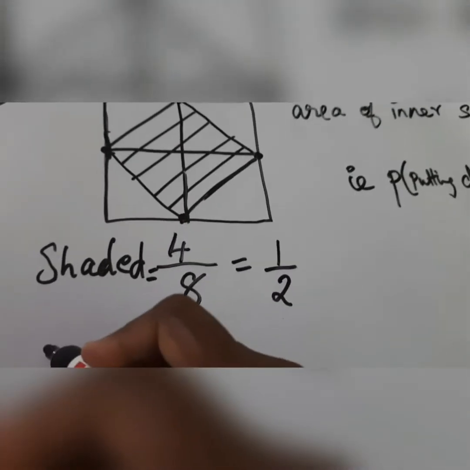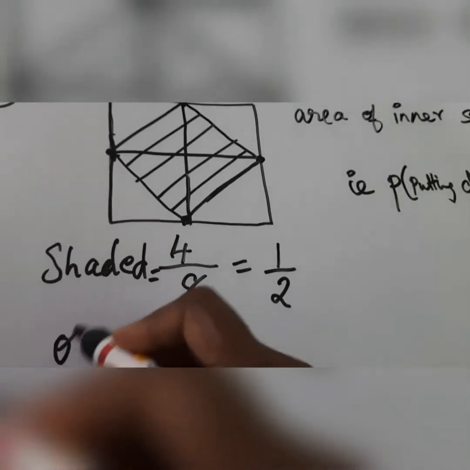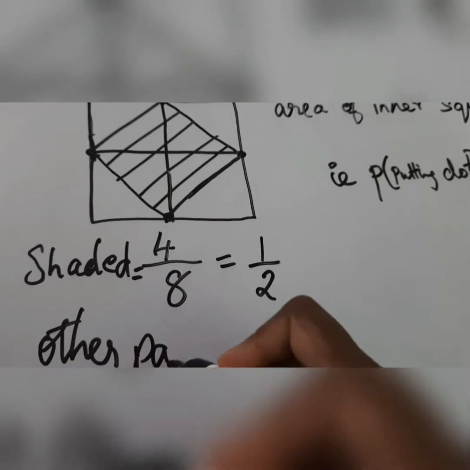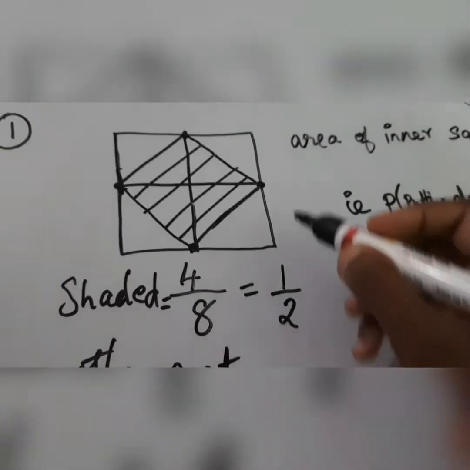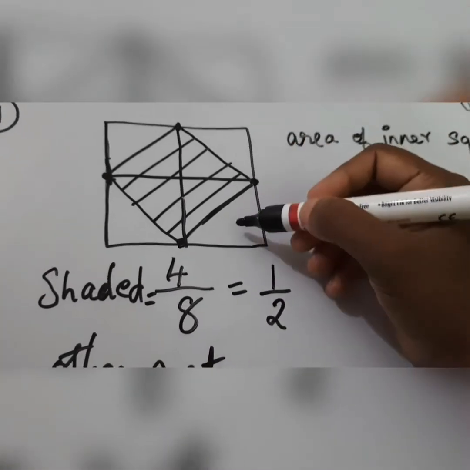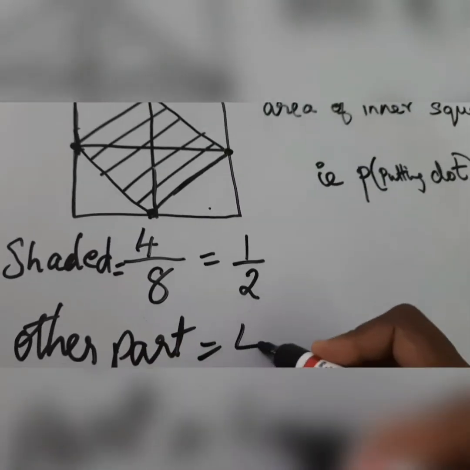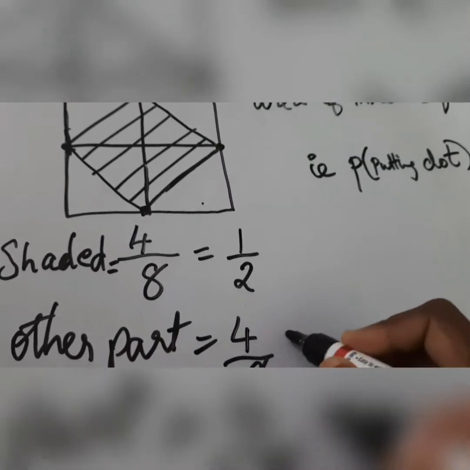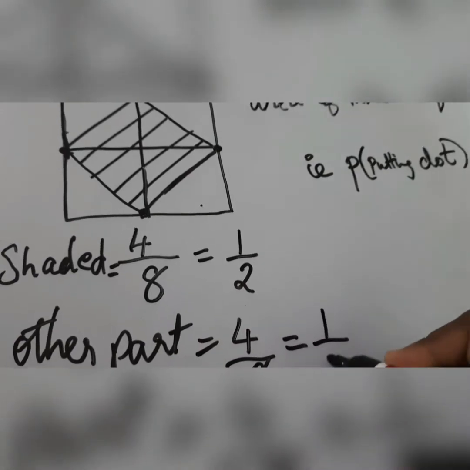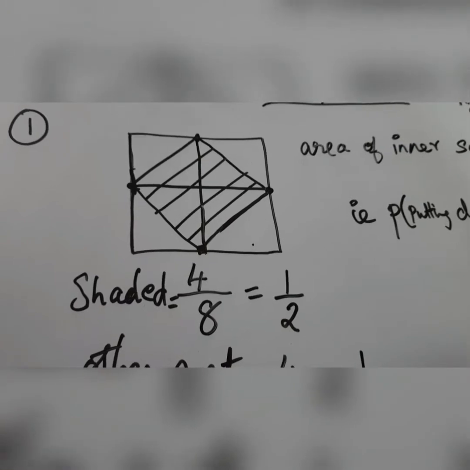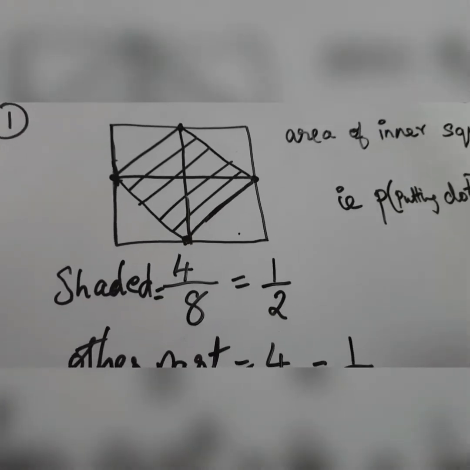Now the other part: how many parts are not shaded? 1, 2, 3, 4. That is also 4. 4/8, this is also 1/2. That is a 50-50 chance. So the probability comes to half.